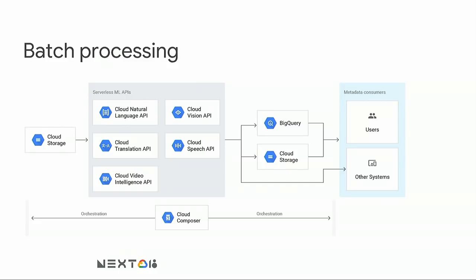So what you can do now is send these types of files into one of our serverless machine learning APIs, extract meaningful metadata. So if you have a whole bunch of cat videos, you can send that through our video intelligence API, figure out what types of objects are in those videos, what they're doing, store that metadata in BigQuery, along with links to the actual files themselves.